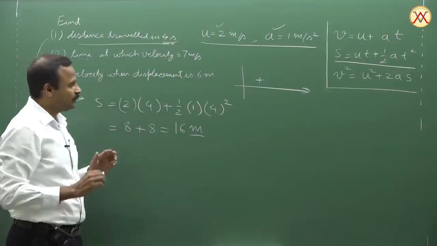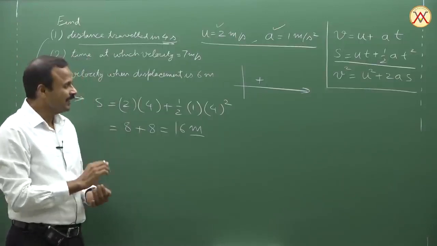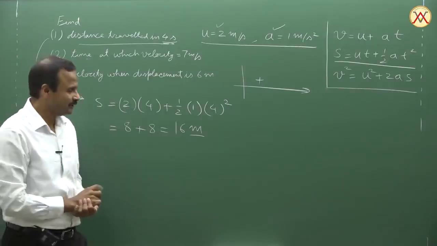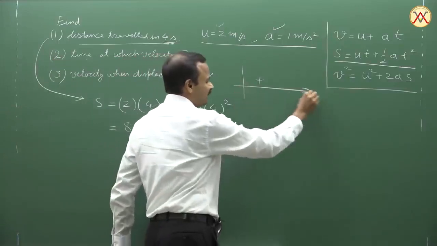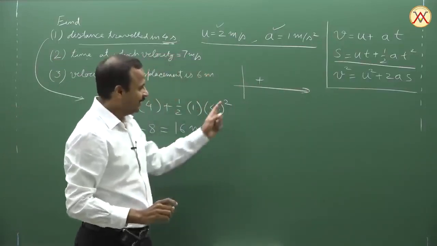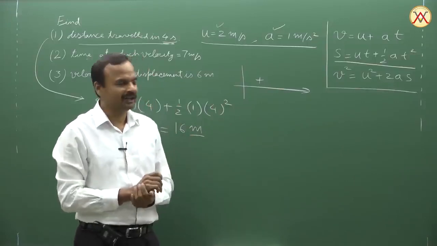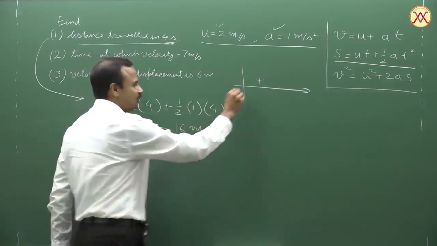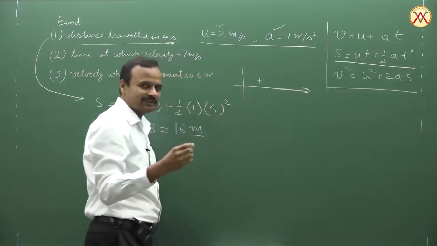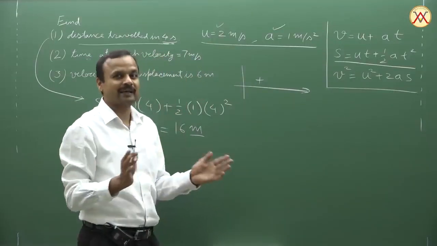But the question asks about distance traveled. Now in this situation, the particle is moving along a straight line and secondly, it hasn't turned back. We can be sure that it hasn't turned back. Even in a straight line motion, see, distance and displacement can be different.